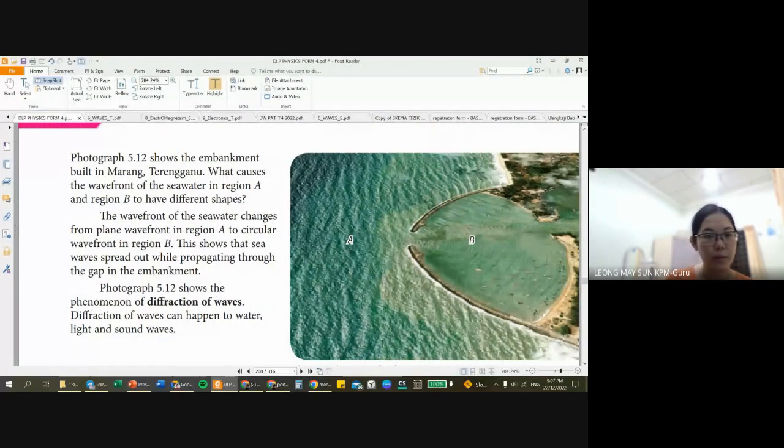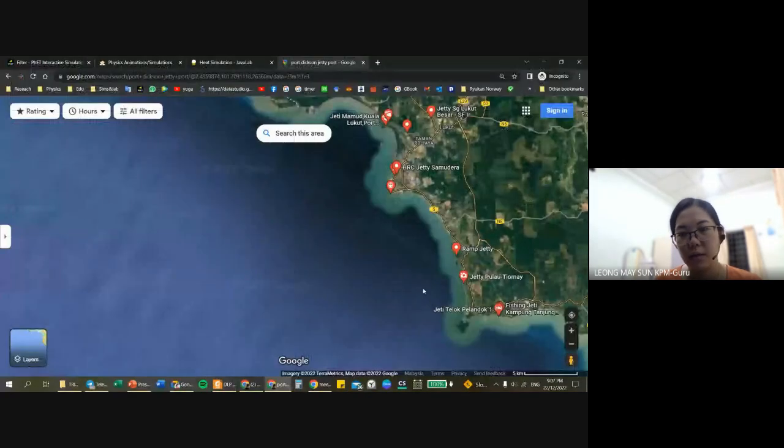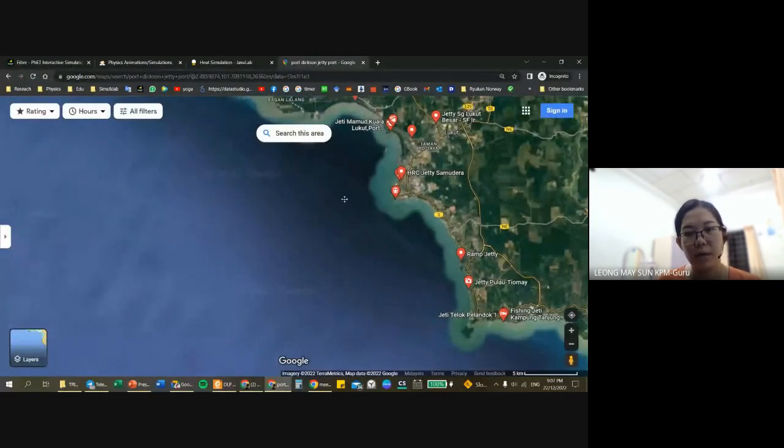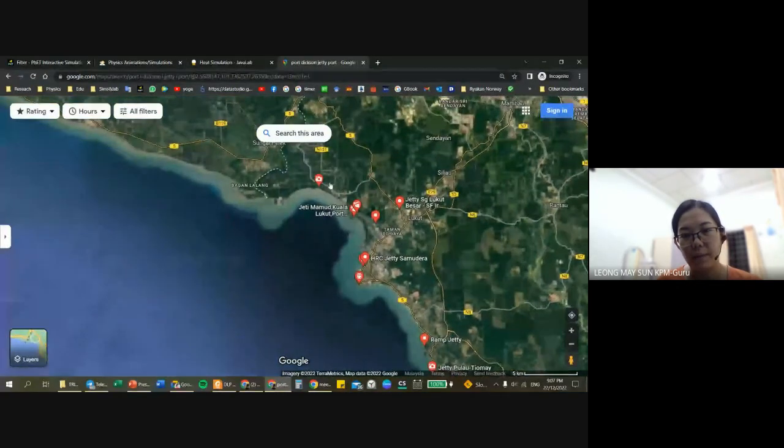Okay, so we're going to talk about diffraction of waves right now. Let me catch my breath first. Diffraction of wave actually happens like this when you're looking over here. Another thing I'm going to show you right now: this is one of the bays at Port Dickson, and I'm going to zoom in.